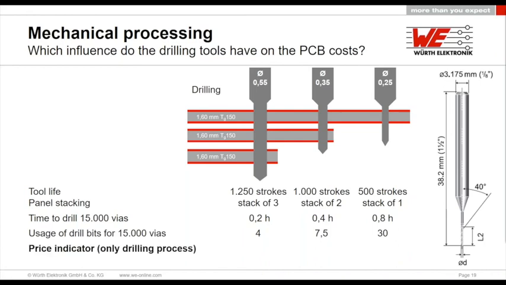Now let's have a look at the cost, and please note that this is just the cost for the drilling process, not the overall cost for the PCB. So again, if we take 100% for the 0.55 millimeter, we almost double the cost when we decrease the diameter, and when it comes to 0.25 millimeter drill bits, we increase it by almost a factor of 5. This is only the cost for the drilling, but it is a significant part of the overall PCB cost.